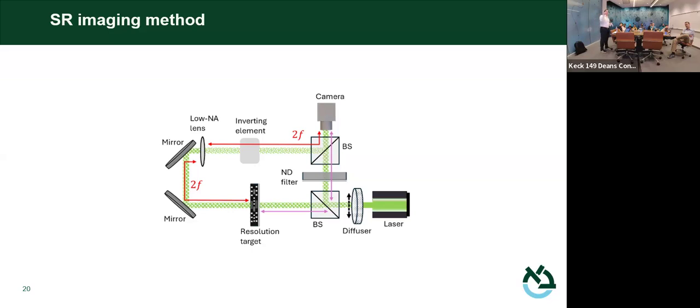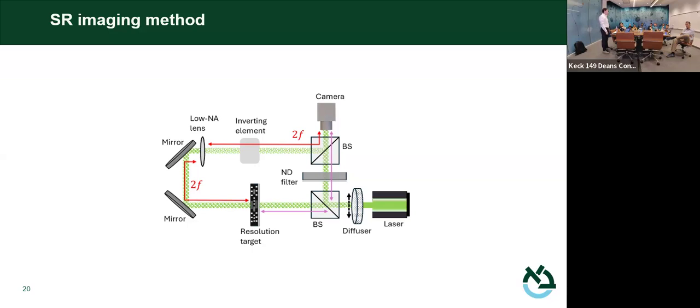You also see that we have an inverting element on the object's arm. This is because when you have an imaging system, the image is flipped, but we want it to overlap with the illuminating pattern. So we have to flip back our image. That can be a corner prism that can do that flipping. What we did was just place another high resolution imaging system, basically just to do the flip. But the idea does not require any additional imaging system, just a corner prism that will do the flip.